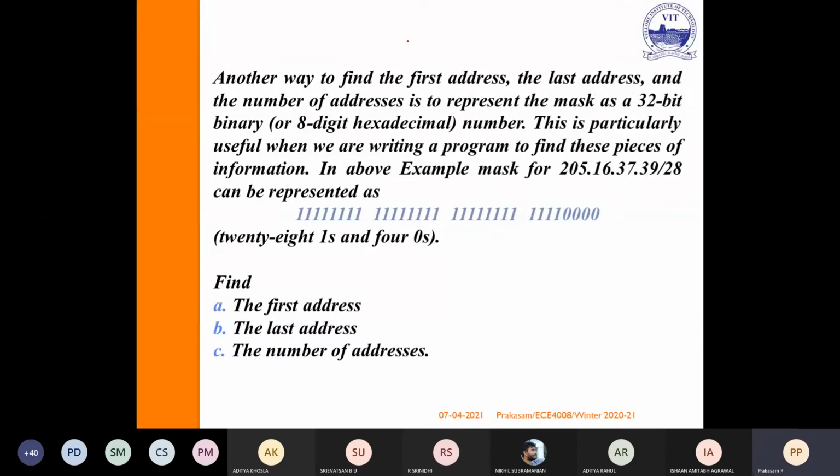What is the masking procedure? First create the mask for /28. So 28 ones, that is, 8 ones in each of the first three fields and 4 ones in the last field. Use this mask to find the first address, last address, and the number of addresses.